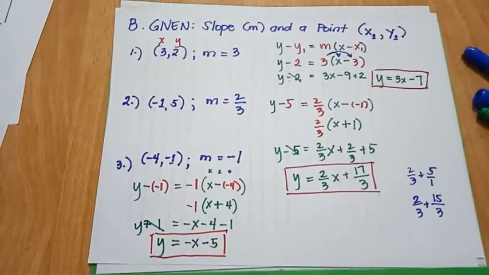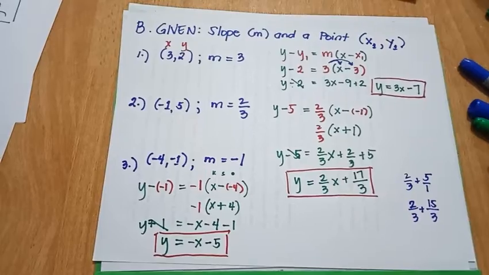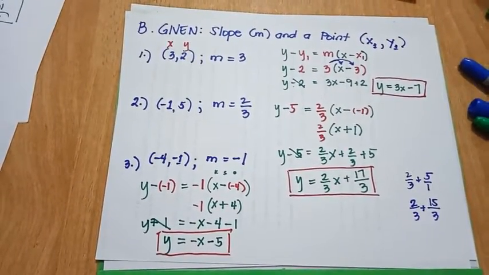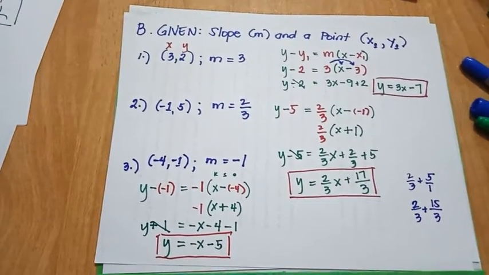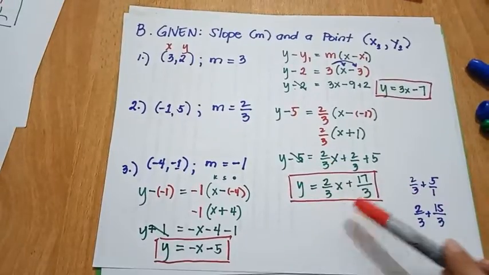If you are to write the equations in standard form, always remember that you should change it to the form ax plus by equals c, and then multiply the whole equation by the LCD if you have denominators.